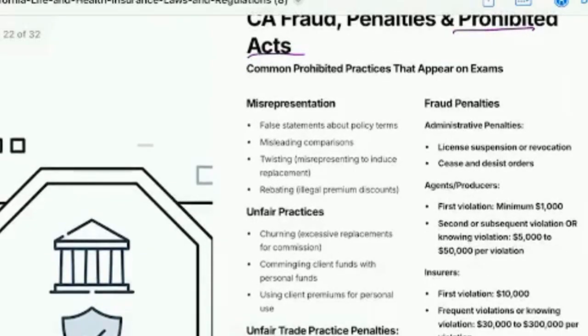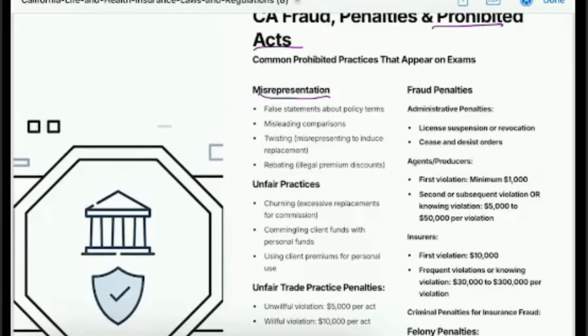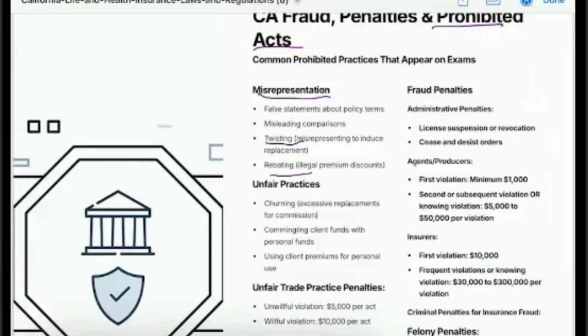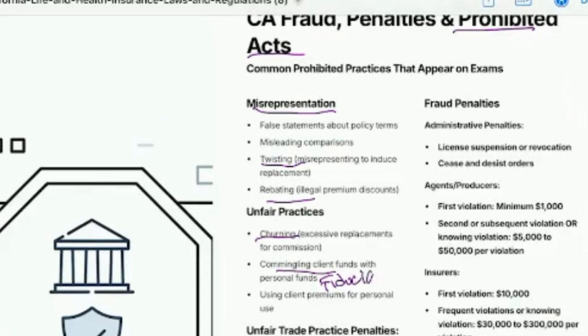So we cannot be doing misrepresentation, right? False statements about the policy terms, or twisting, misrepresenting, trying to get them to twist their arm, come over to our policy, or rebating, right? That's bribing. We can't do churning, excessive replacements for commission, just trying to rewrite policies within the same book of business to make more commission. We cannot commingle funds, right? That's part of our fiduciary duty, which commingling is using client premiums for personal use.